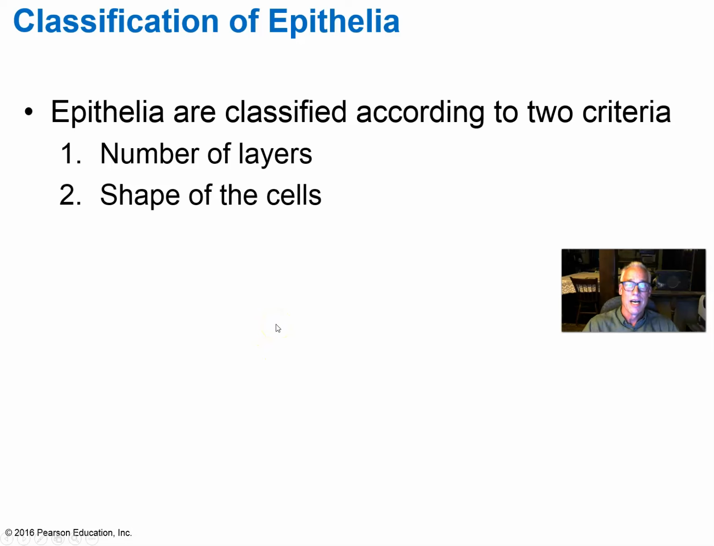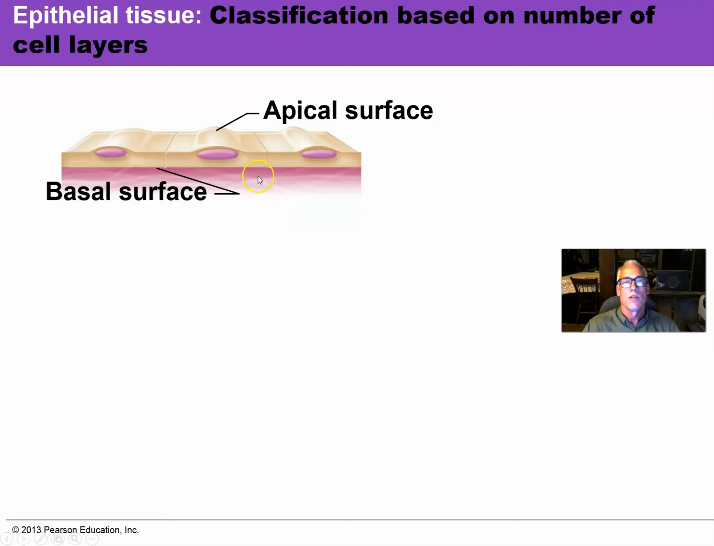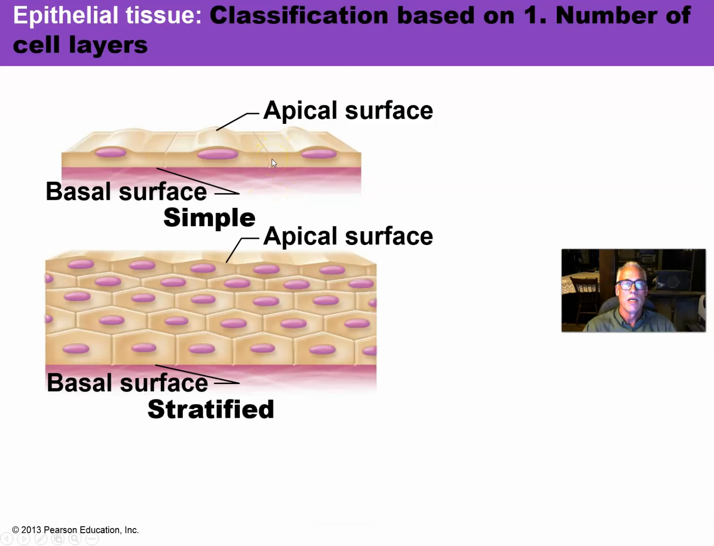So let's talk about the actual epithelia. We'll go through a survey of all the epithelia, and we'll try to do it in an orderly way. We'll observe that epithelia are classified according to two criteria: the number of layers and the shape of the cells that make up the epithelial tissue. So when it comes to the number of layers, our epithelium can be either simple if it has one single layer, or if it has more than one, no matter how many layers, it's called a stratified epithelium.